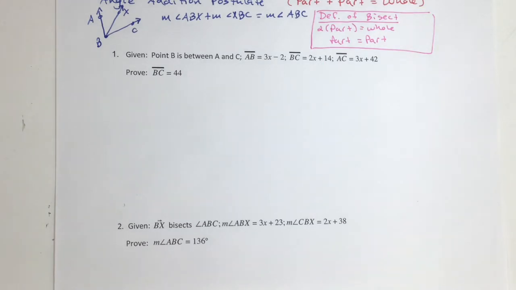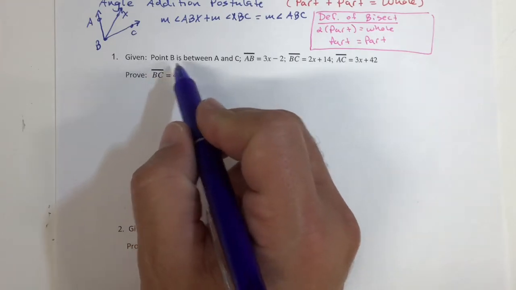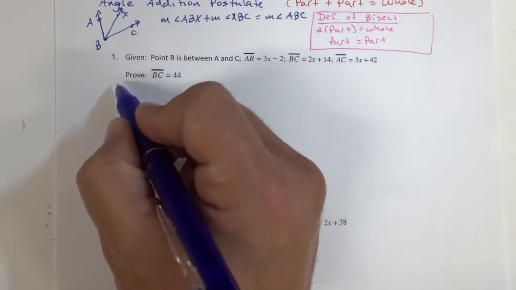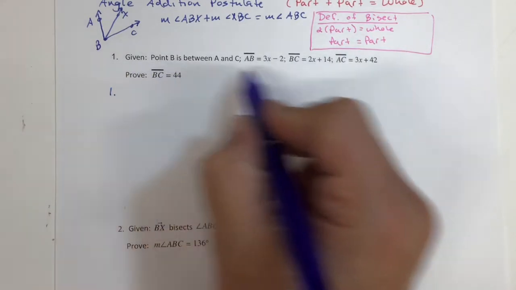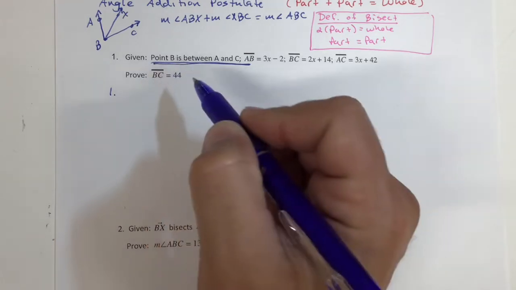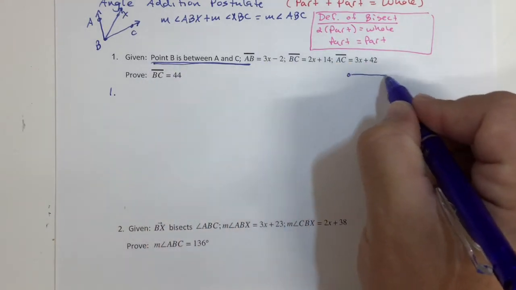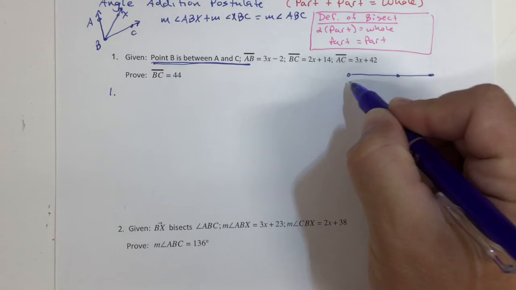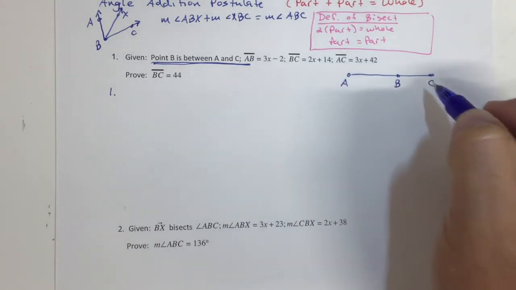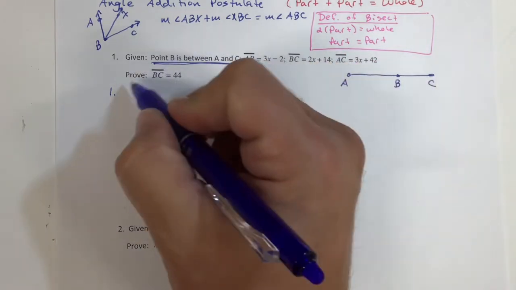As we look at example 1, we've got our given information that point B is between A and C, and then they give you these lengths. Our first statement is going to be that given information. This part of it we're actually not going to write down. We're just going to draw a picture, since they don't give me one. B is between A and C. That takes care of that, but I do want to write the rest as my given.